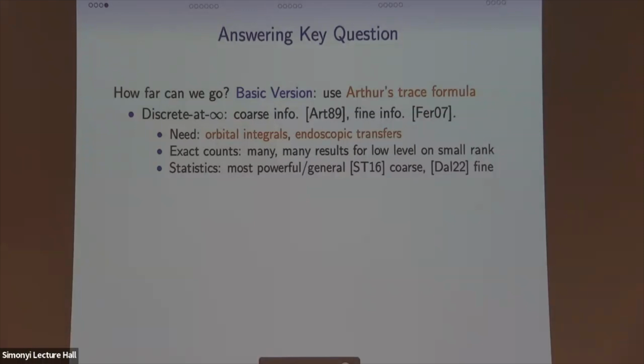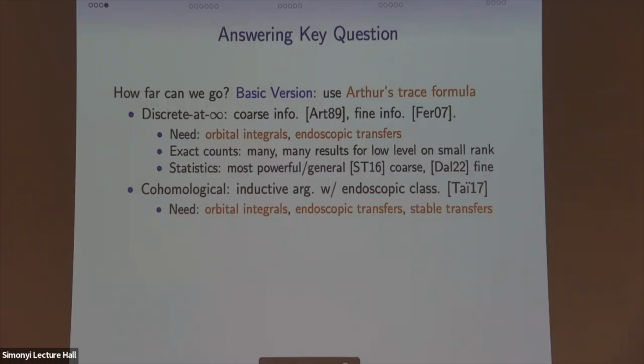Right. So basically the finest statistics you can compute are built out of this work of Shin-Templier, where you get the leading term exactly for any of these averages. Shin-Templier did it with the coarse information, and then you add this extra stuff by Ferrari, and you can do it with the fine information also.